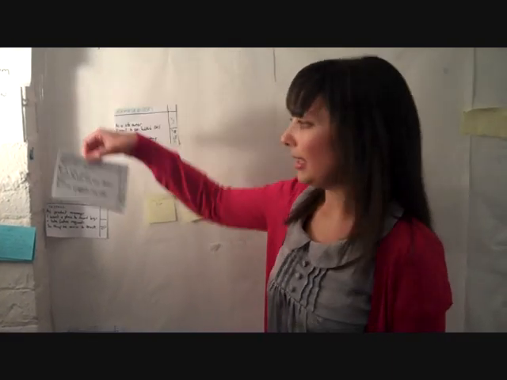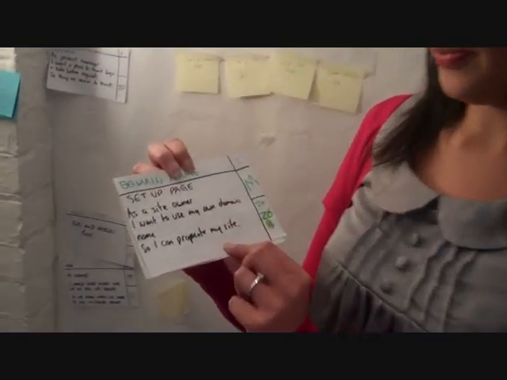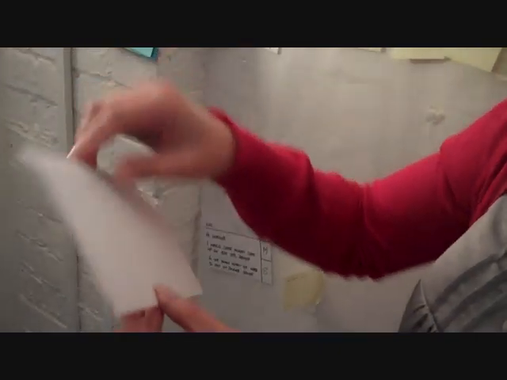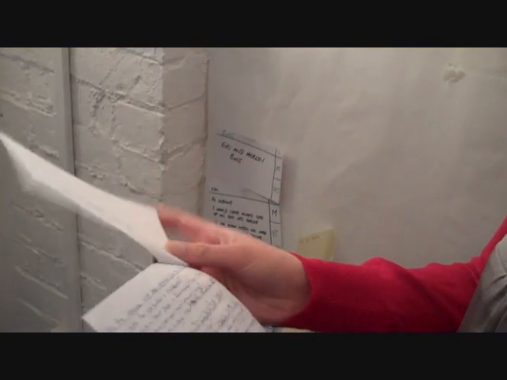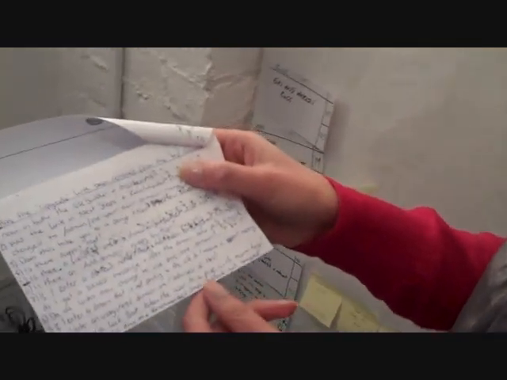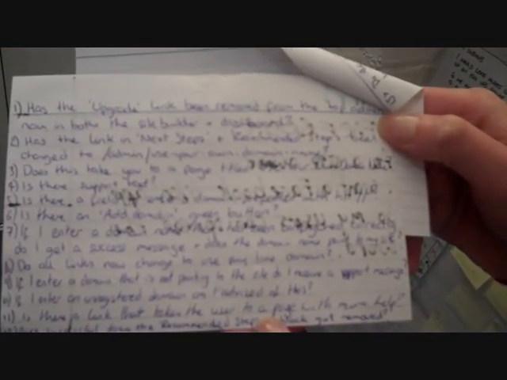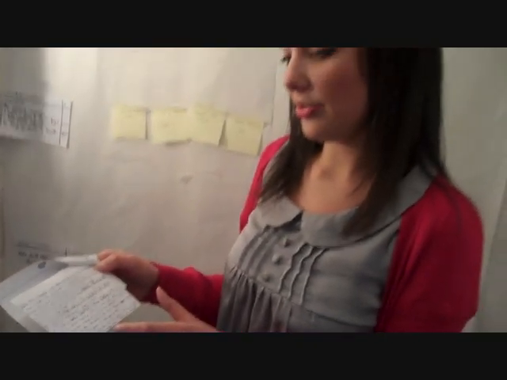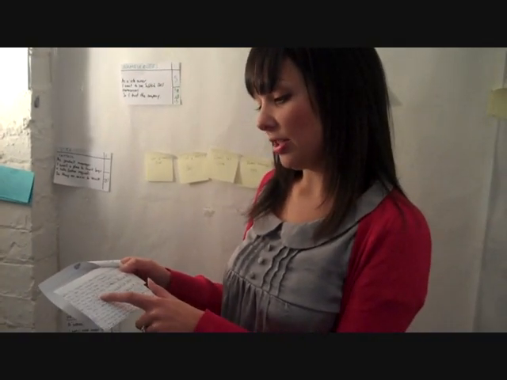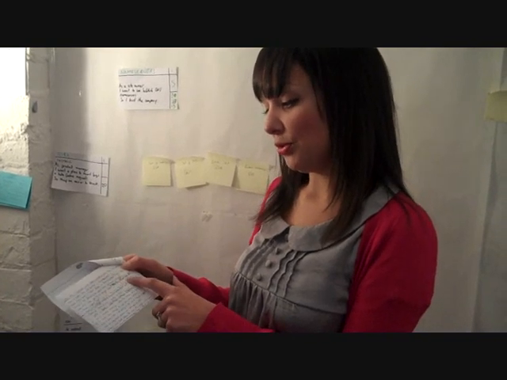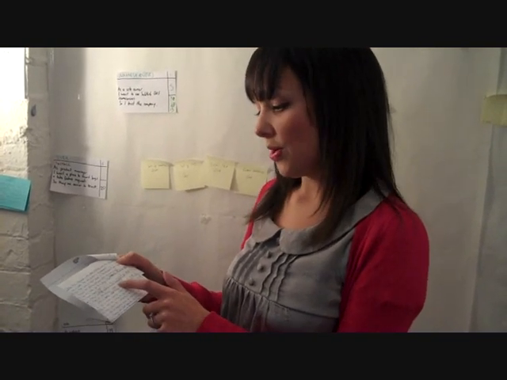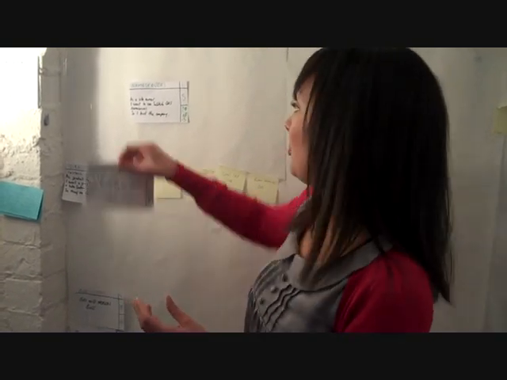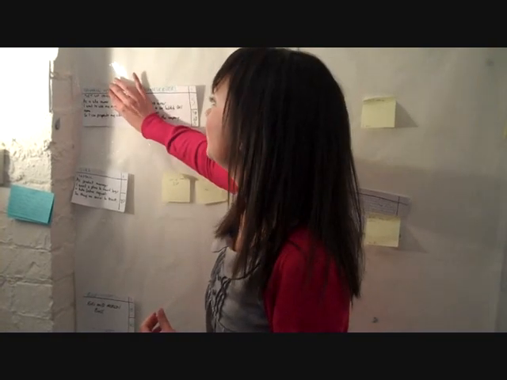So with the domain name, it's as a site owner, I want to use my own domain name so I can promote my site. And then on the back, we have all the different points that we require. So it's looking at removing some elements that conflict with this new feature, and then adding things such as adding a page titled Use Your Own Domain Name, adding a field so you can enter your own domain name, and then carrying out a series of checks to enable that domain name to go live.